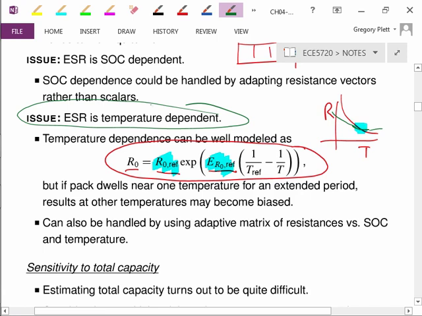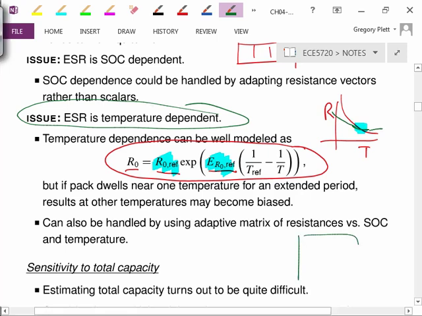Another possibility would be just to continuously update all the time just one number and have that value change just as time changes, which means temperature is changing and SOC is changing. That will work while the pack is operating, but when you turn the pack off and you turn it back on again at a different temperature, that resistance value is no longer valid because temperature has changed, and the estimate will give you poor results until it's able to readapt to the present temperature.